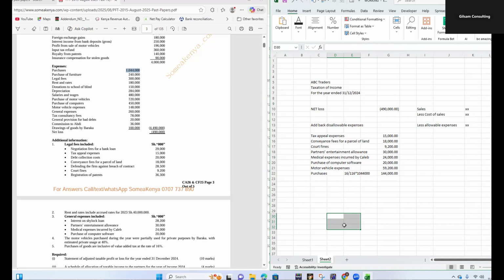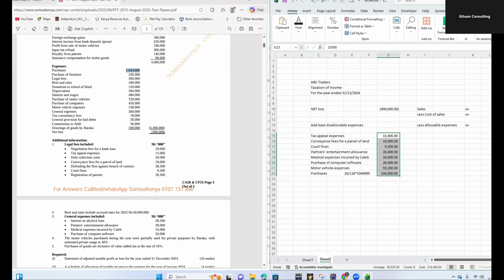So we get the total sum of disallowable expenses. We add it back to the net loss. But we have not exhausted, we have just dealt with the additional information. We have to go back again and question all these expenses.